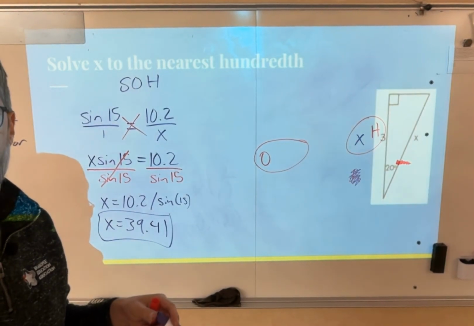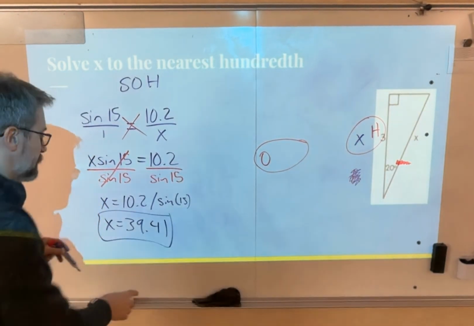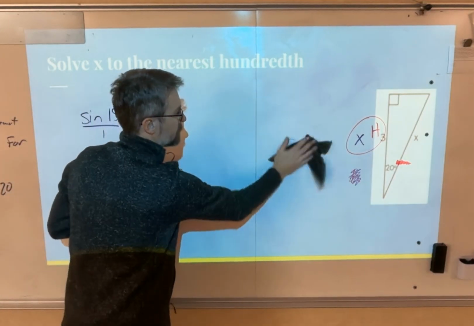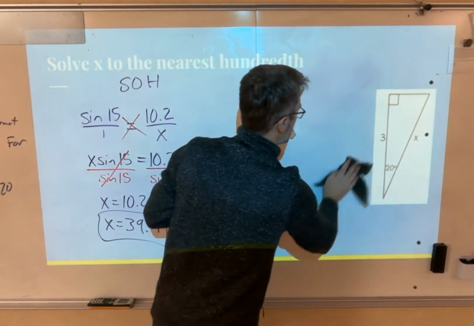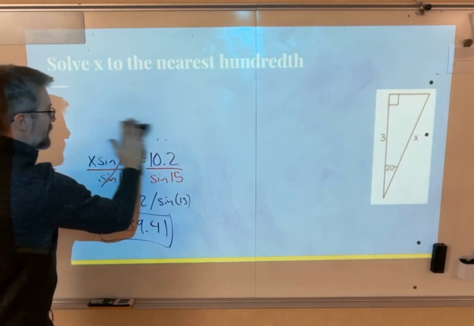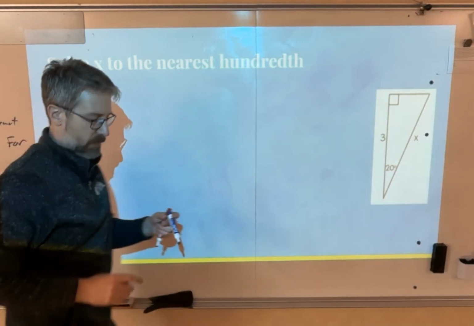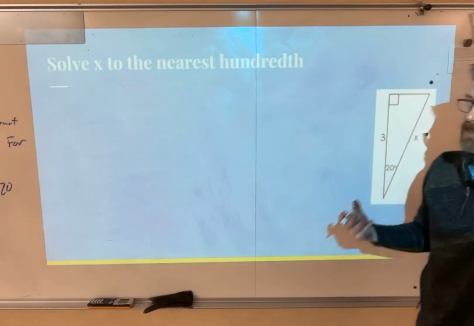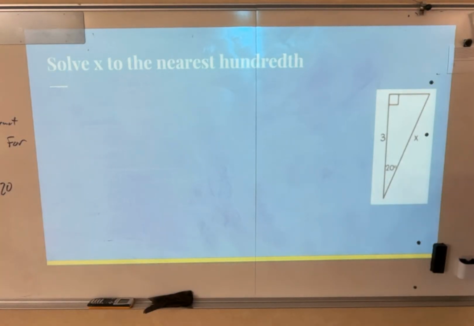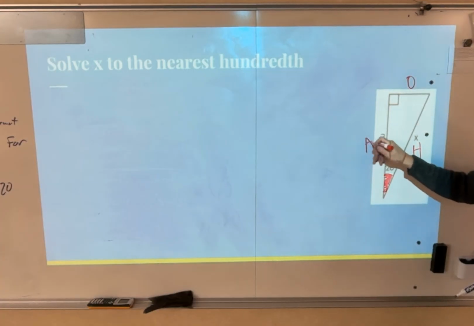All right, one more. I like this one because it's kind of an upside down triangle. Really forces us to think about which one is actually the opposite, the adjacent, and the hypotenuse. All right, so x is my hypotenuse. The reference angle is down here at 20 degrees. Opposite of the bottom is the top, so my opposite is up here, and that means that 3 is my adjacent.